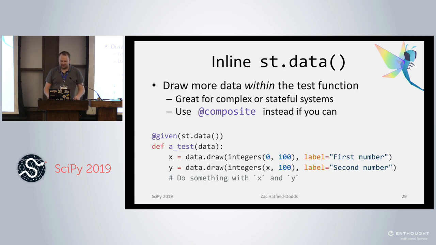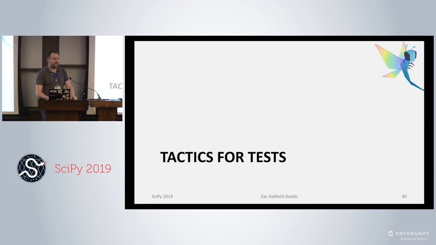I mentioned inline data before. It looks pretty familiar from the composite definition, right? So I had a couple of people already ask me, this stuff is cool, but what do I do with it? Like, what test do I write once I'm beyond these toy examples? So let's talk about some testing tactics as distinct from Hypothesis strategies.